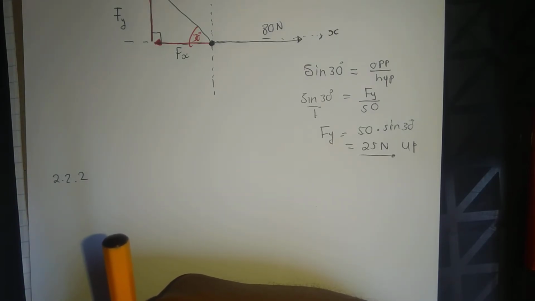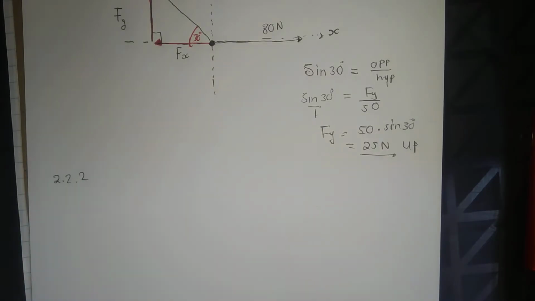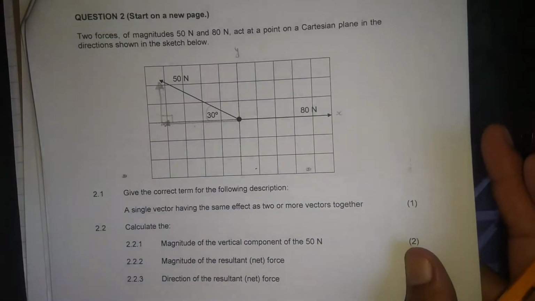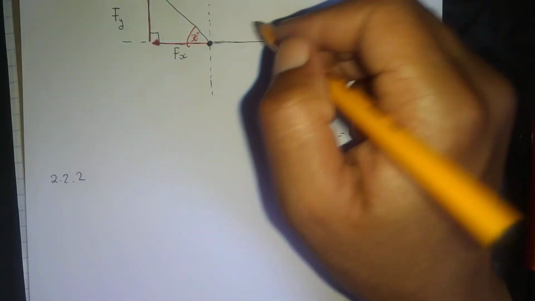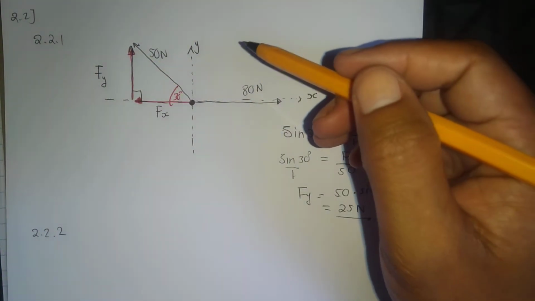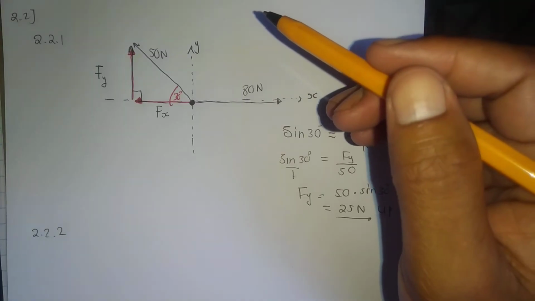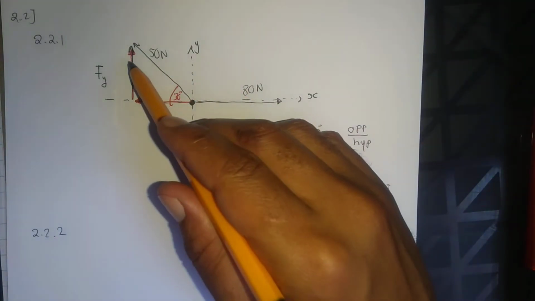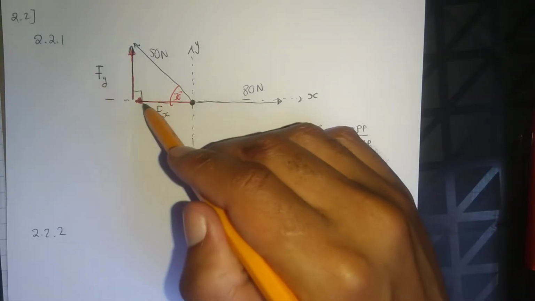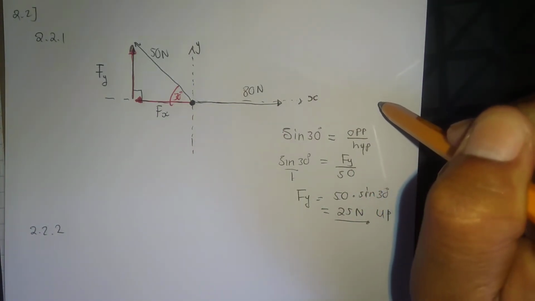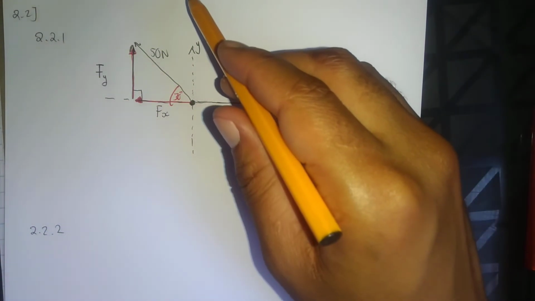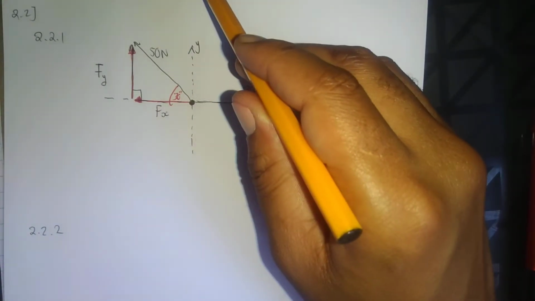The resultant force is the single force that has the same effect as two or more vectors, according to the statement. So we have two vectors, but this one acts at an angle. I can't put the 50 Newton directly into my calculations. I'm going to break it into its components and then work out the resultant on the horizontal axis, and then work out the resultant on the vertical axis.